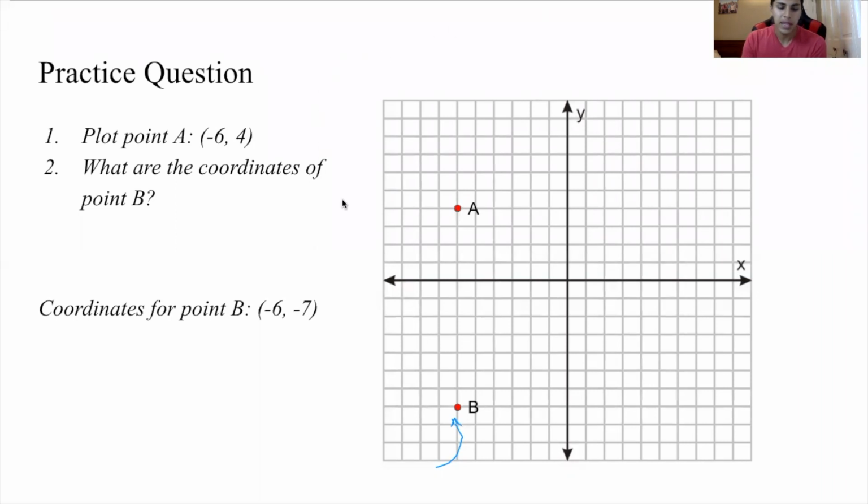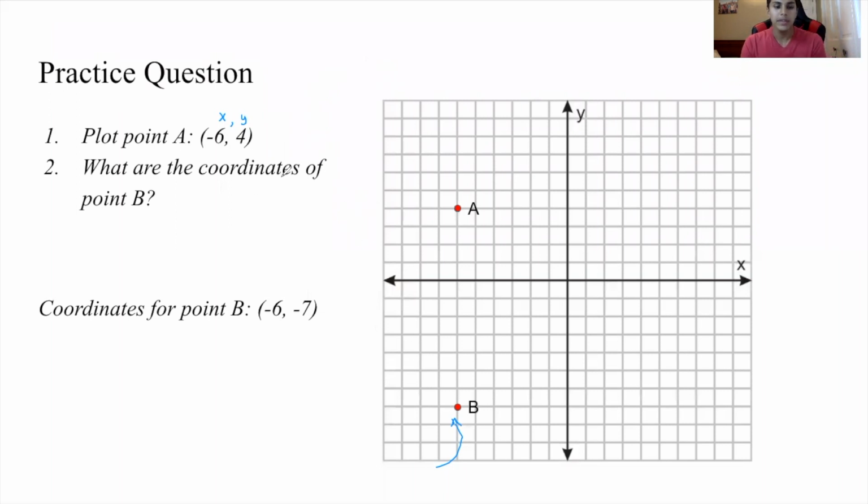All right, so the correct answers to these questions are plotting point A right here, and then finding the coordinates for point B as (-6, -7). All right, so first let's plot point A. So remember, our first one is the x value, which is how far left or right we are. And the second one is the y value, which is how far up and down we are.